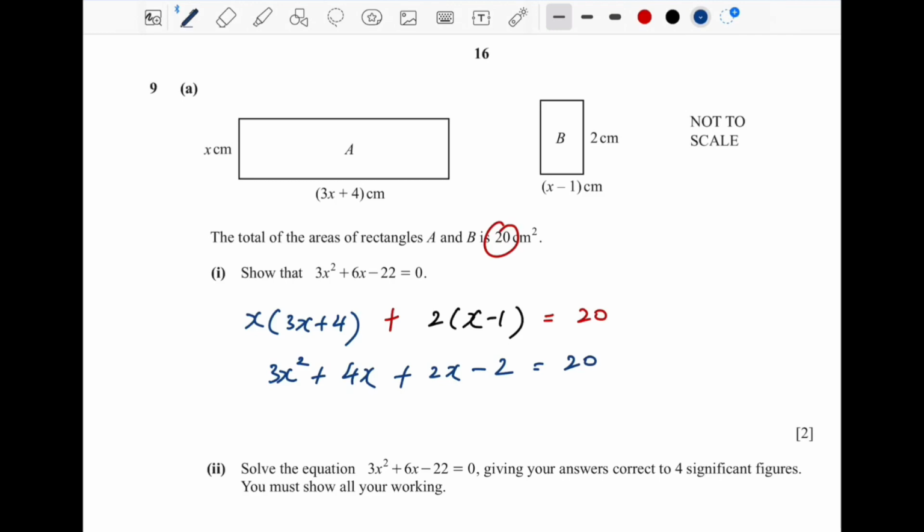Okay, we collect the like terms. 3x squared plus 6x minus 22 equals 0. Okay, so you have proved it successfully.